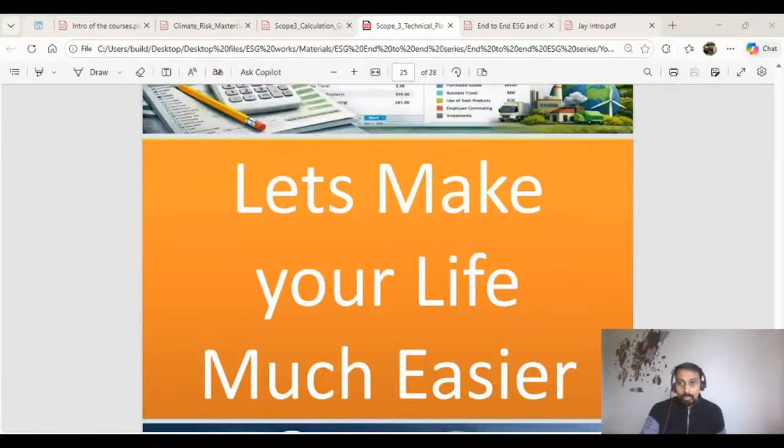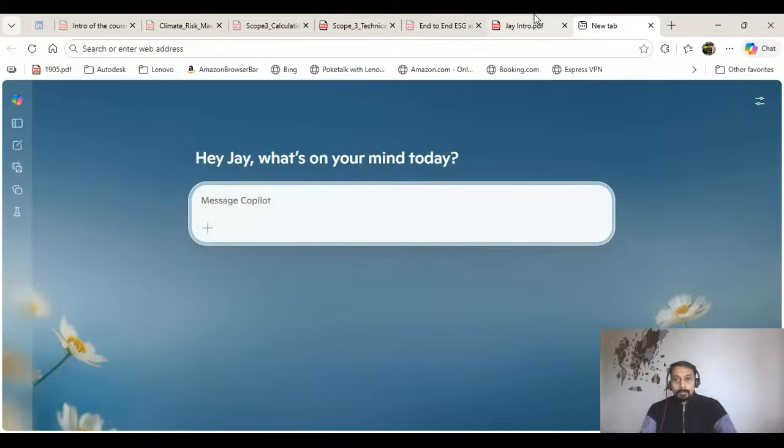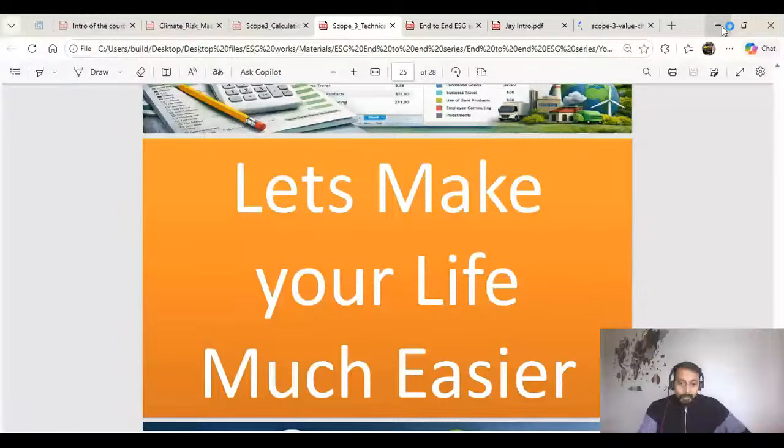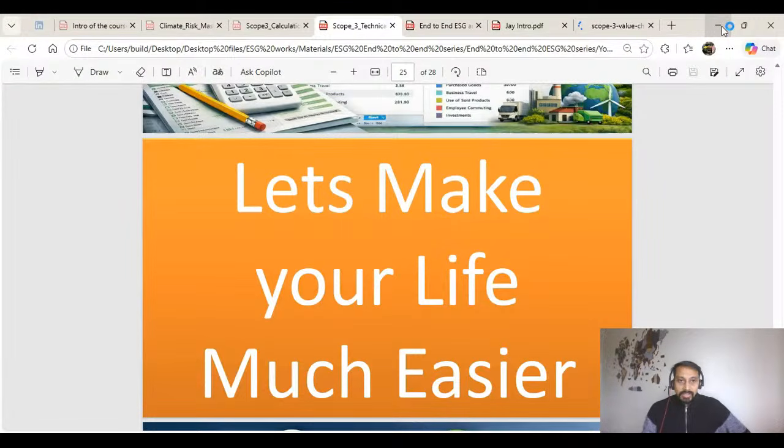I'm going to show you so that you can utilize that dashboard in your professional life if you are calculating scope 3 emissions. A similar dashboard helps you understand better how it works for you. So till now, if you have any questions, just write in the chat box. I'm going to the web-based dashboard so that you can see how easy the calculations are.